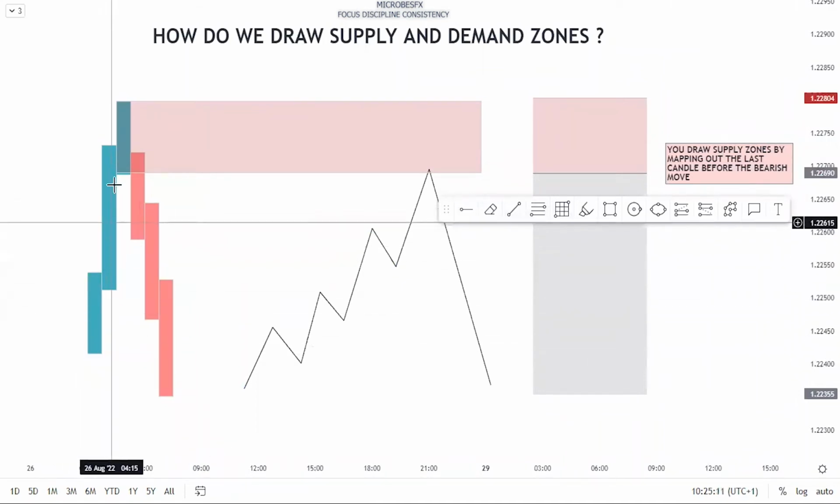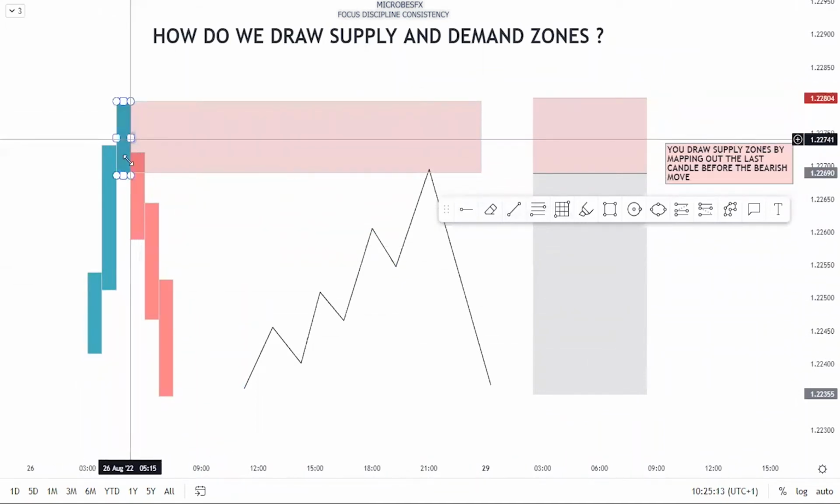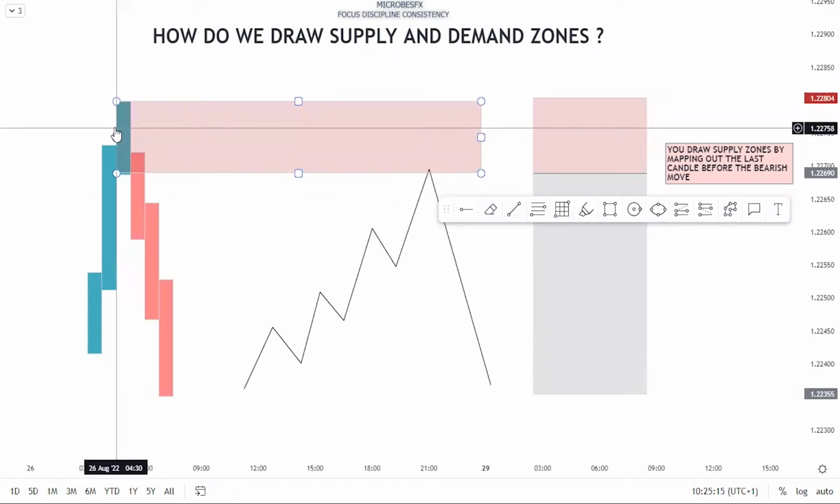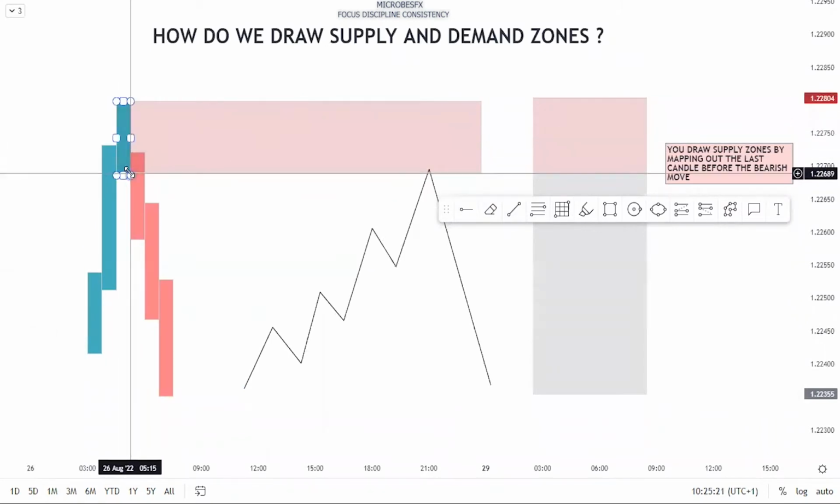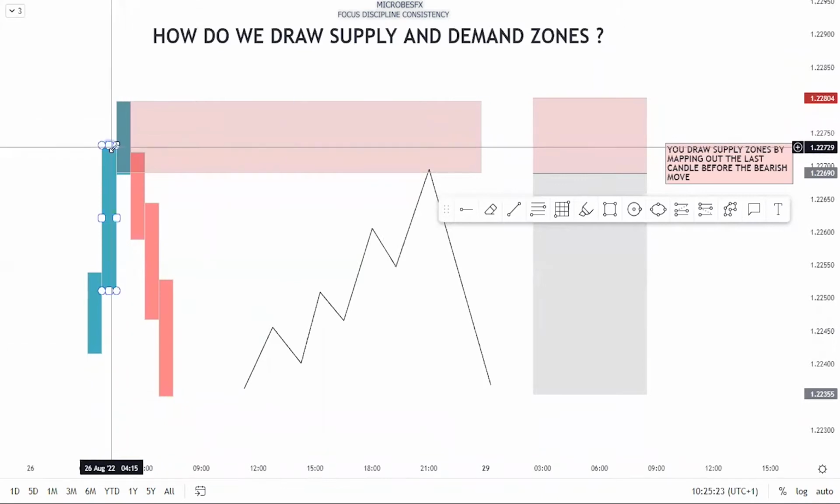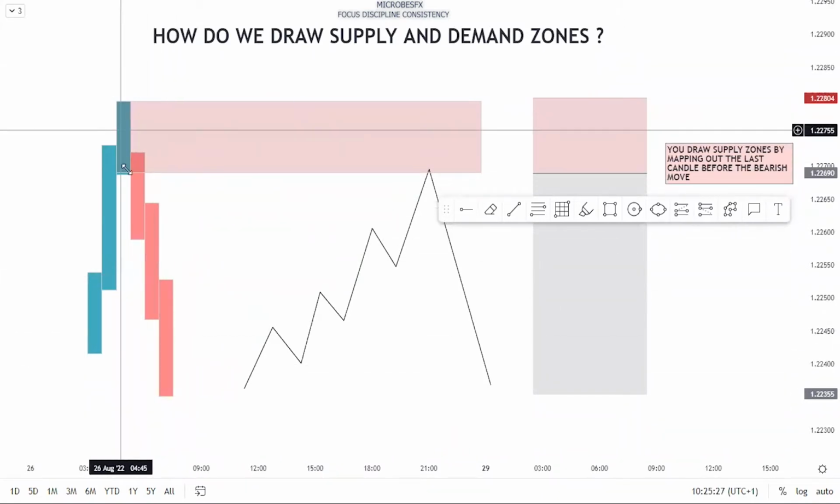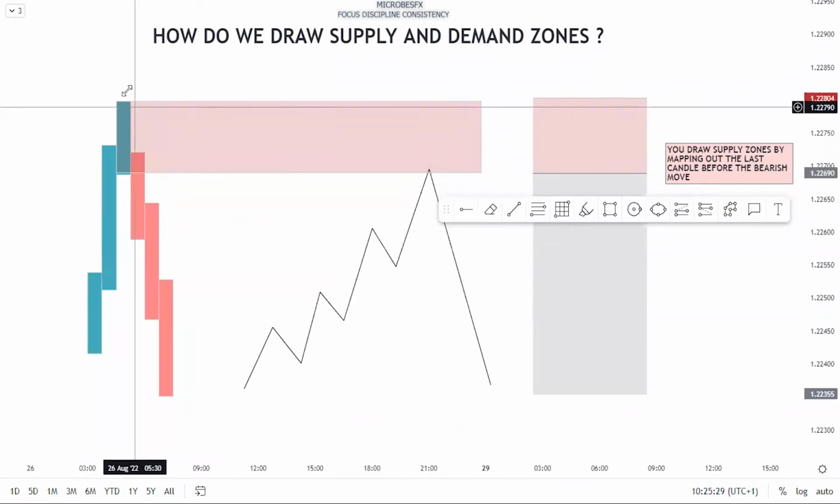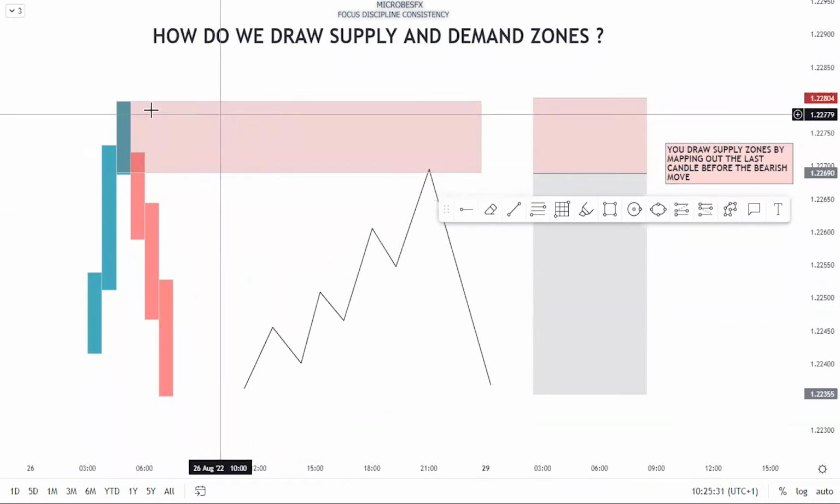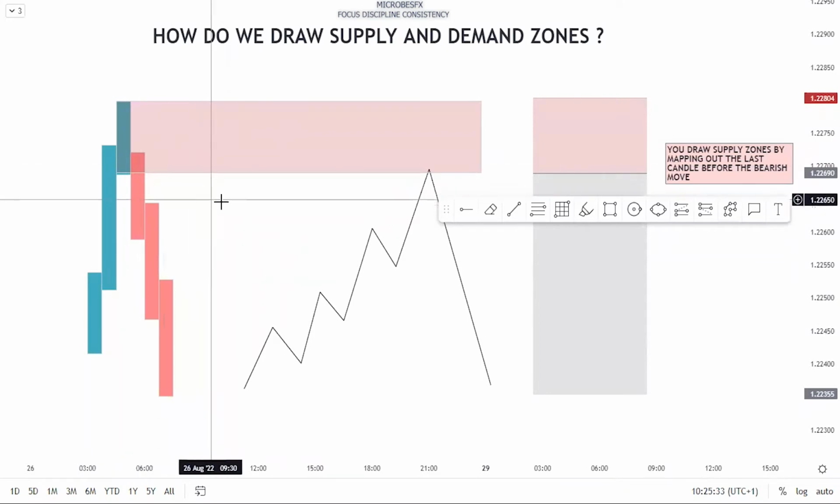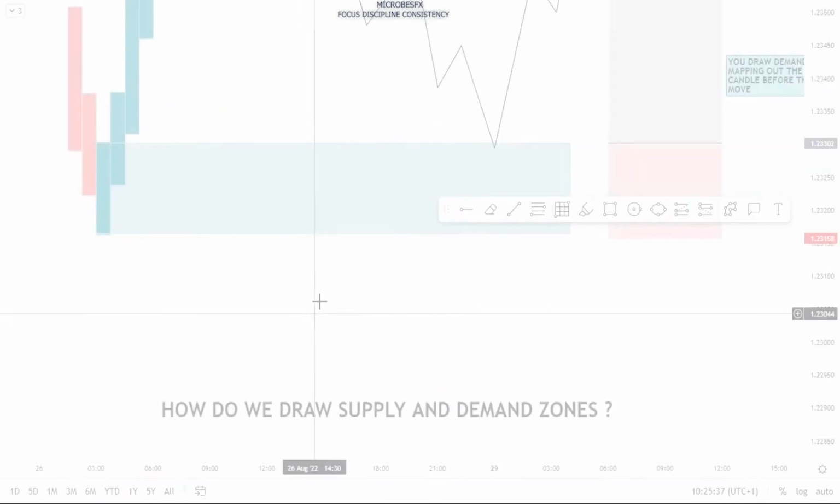So bullish move, bullish candle, bullish candle, bullish candle, and then the last bullish candle. You see this candle, still bullish. So the last bullish candle before you start seeing these bearish moves is your supply zone. You add your wicks. I don't include the wicks here, but you add your wicks and everything. So the last candle before the bearish move is your supply zone. That's how you draw it.